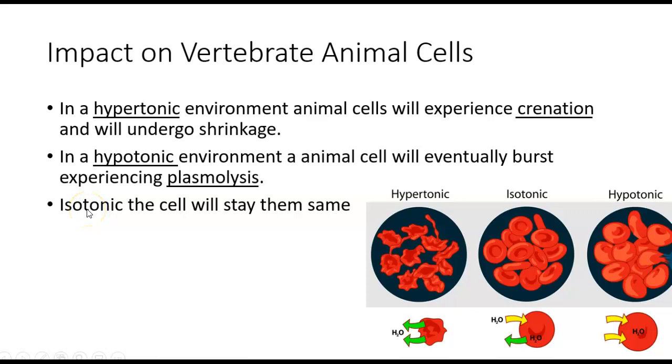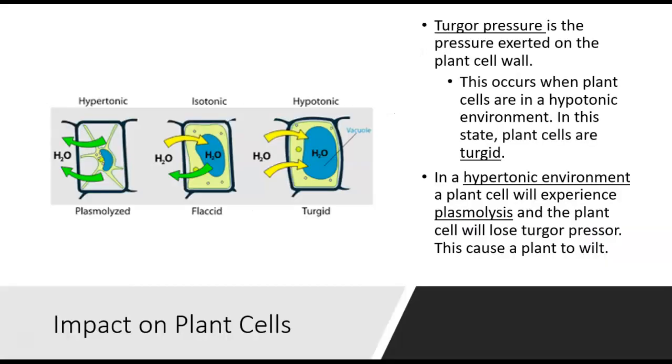In isotonic, the cell will stay the same. So this is where our cells are happy, in an isotonic environment. So animal cells, we are happy, our cells are happy in an isotonic environment. So if you're feeling thirsty, chances are pretty good that the concentration of water in some of your cells is lower. This is very evident when you eat salty food, you get thirsty. That's your brain's way of telling you we need to get back into homeostasis. We need to get back into that balance.